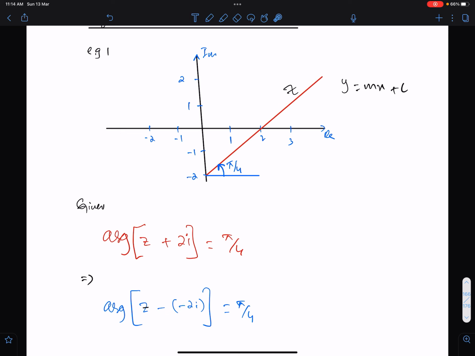So in order to find the equation of this line, we need to use y is equal to mx plus c, and then m is tan theta, which is tan pi by 4. And c is negative 2, just negative 2, not negative 2i. Tan pi by 4 is 1, so the equation is y equals x minus 2. This is the way to find equation of straight lines in complex numbers.